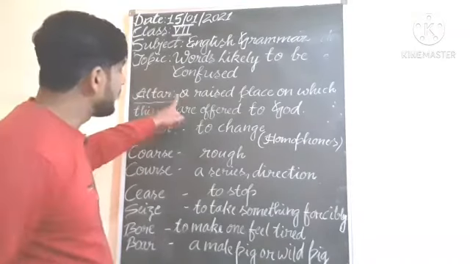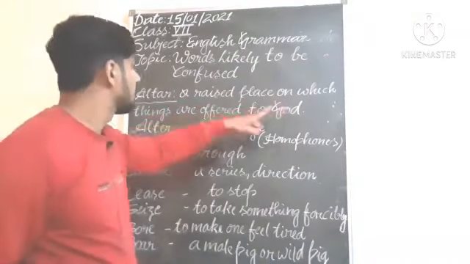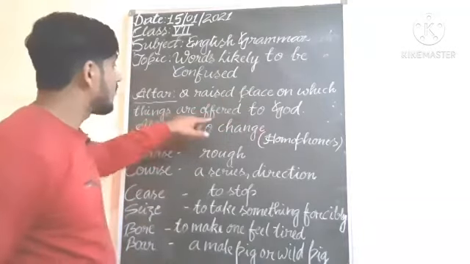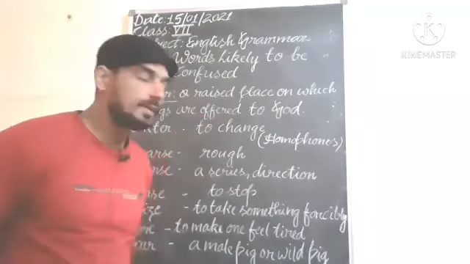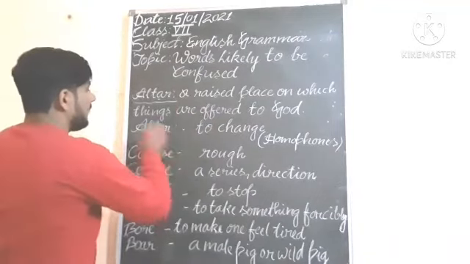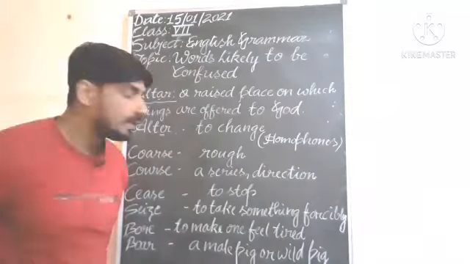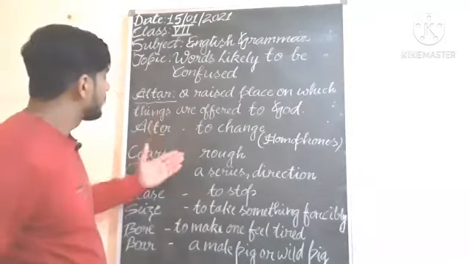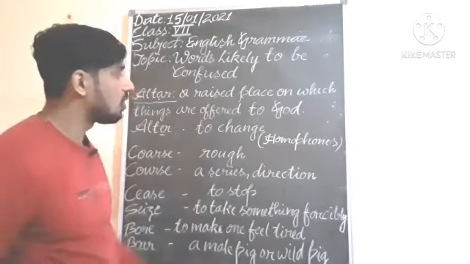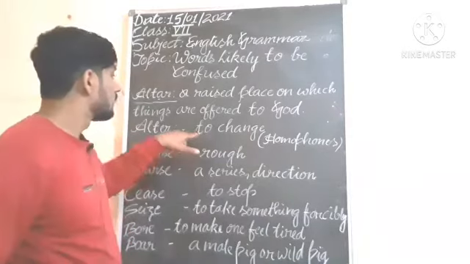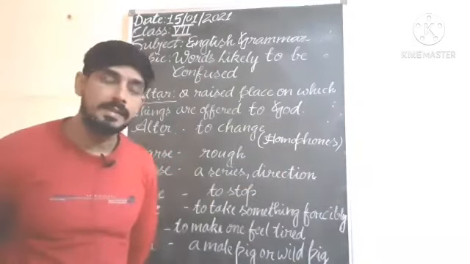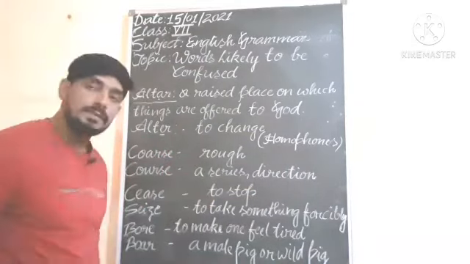Altar, a sacred place on which things are offered to God. So we are getting the spelling ALTAR here, and another word is ALTER. We pronounce them the same, but the meaning and the spelling are different. So these words are known as homophones. Alter means to change. Understand?